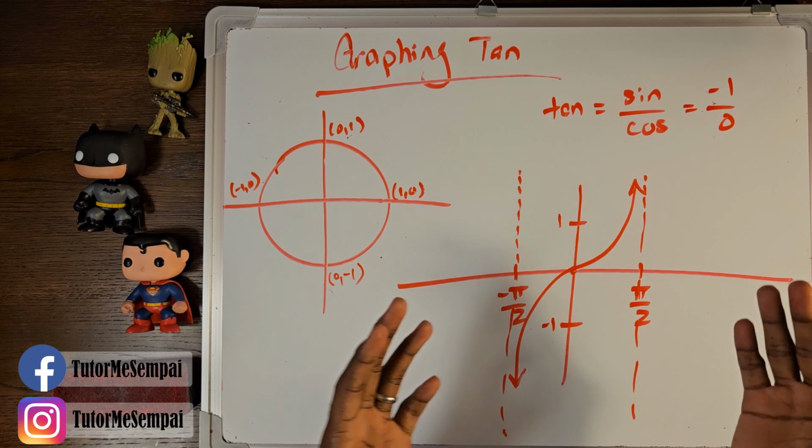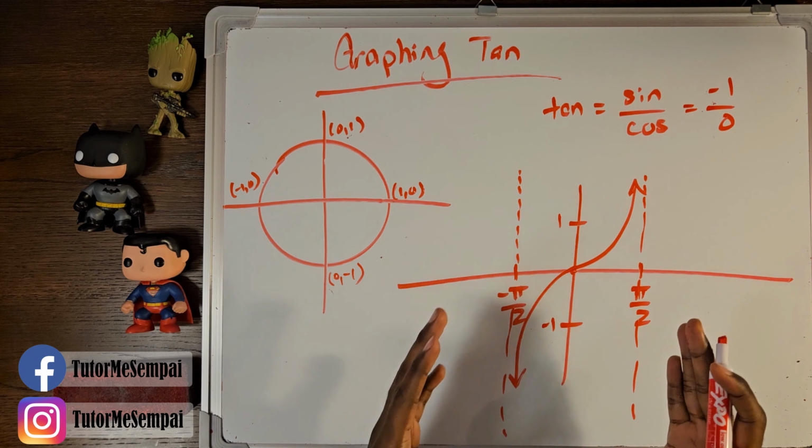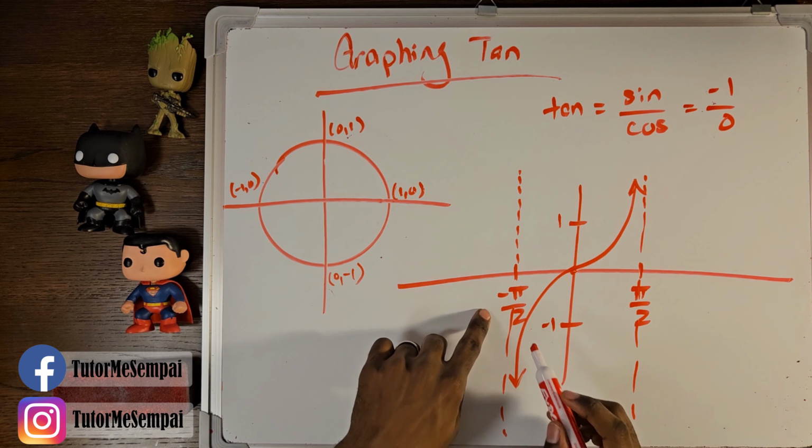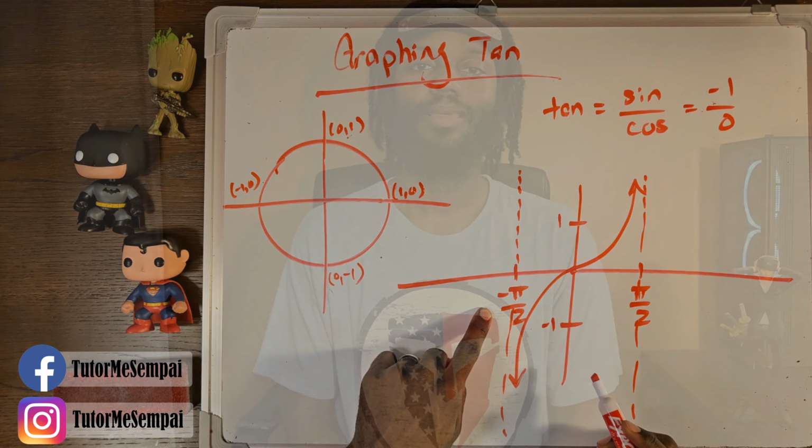And of course, you never actually hit your asymptotes, so this is how your tangent function is going to look between negative pi over 2 and pi over 2. So I hope you were able to follow along with today's video, and I hope you now know how you can graph your trig functions.